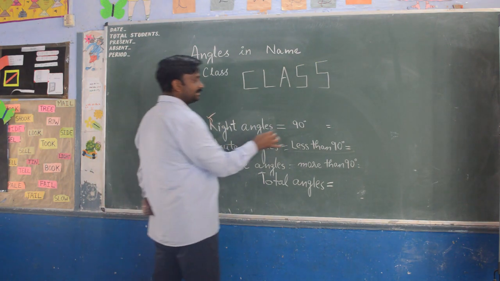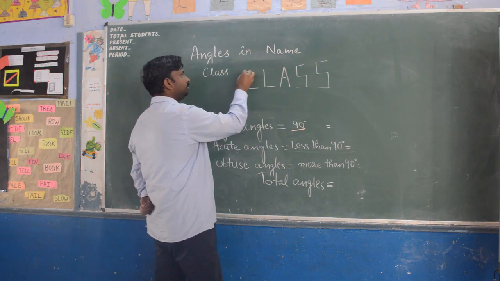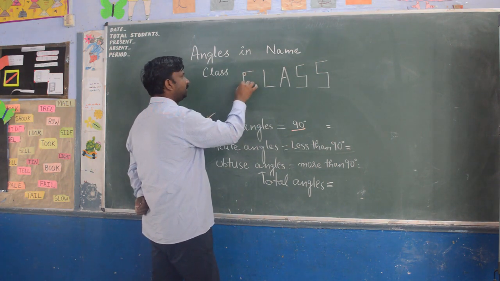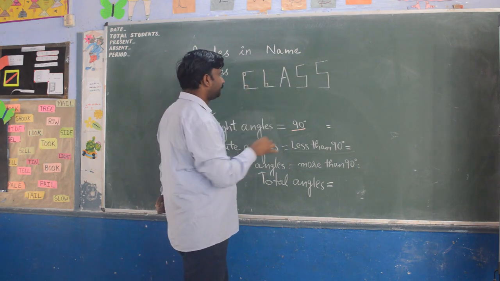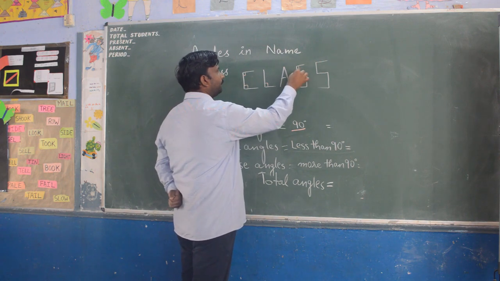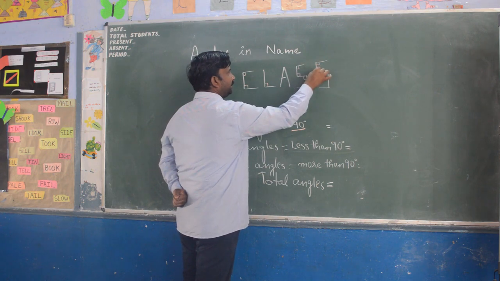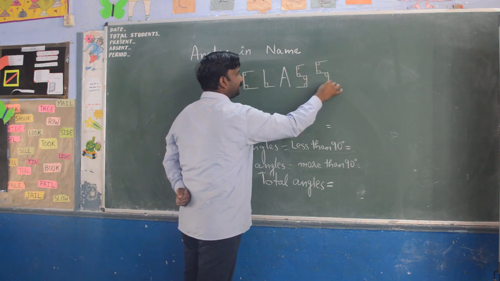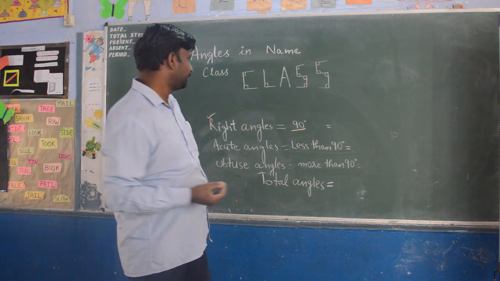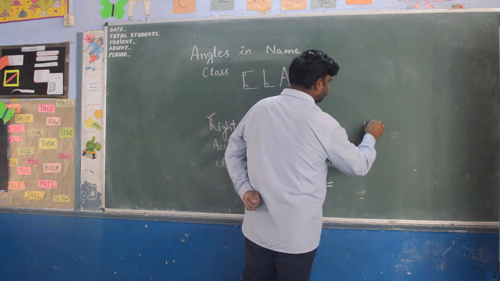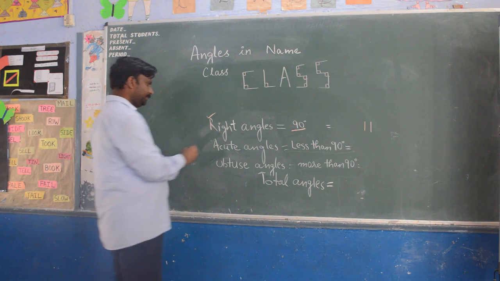So first count right angles. Right angles are the angles which have 90 degrees as their measure. So 1, 2, 3, 4, 5, 6, 7, 8, 9, 10, 11. Okay, so this many right angles, 11.